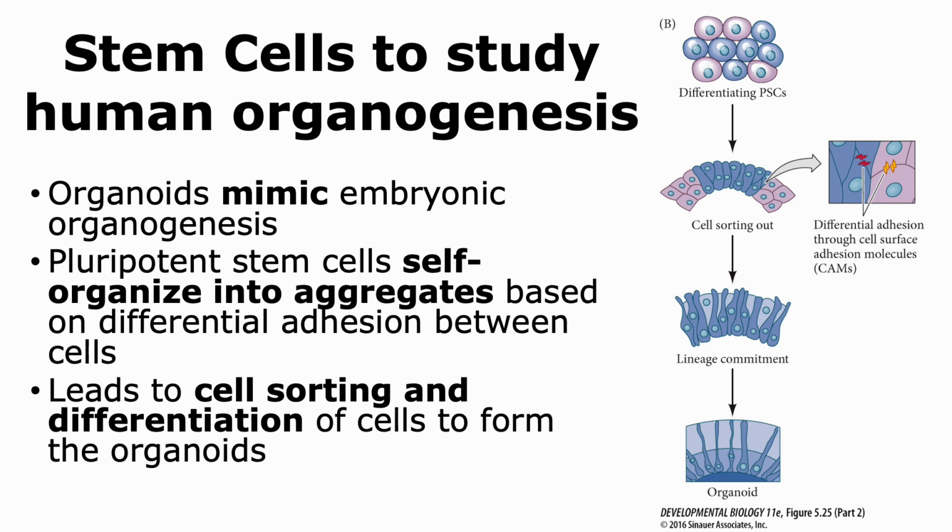Now, organoids mimic embryonic organogenesis, and hence they can also be used to understand organogenesis in humans. The pluripotent stem cells can self-organize into aggregates. So when we look at the figure, we have our pluripotent stem cells, and the pluripotent stem cells can organize themselves based on their differential adhesion, and the cells can start sorting out into the different proper positions. After that, lineage commitment of the cells can occur, and then the cells can differentiate to form a certain organoid.